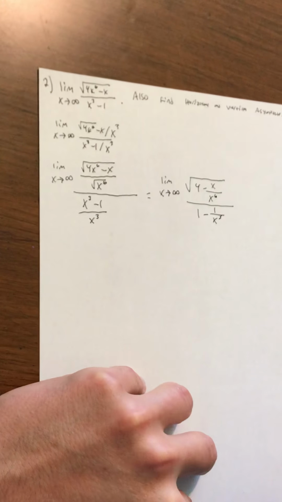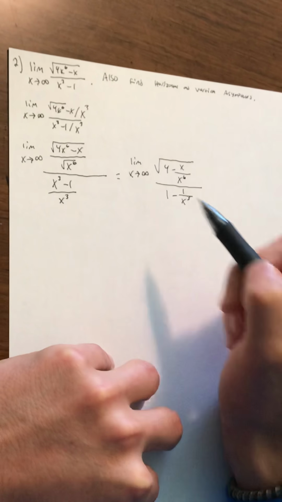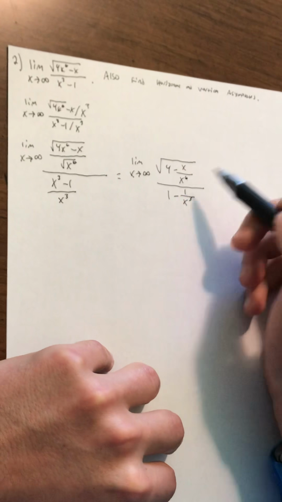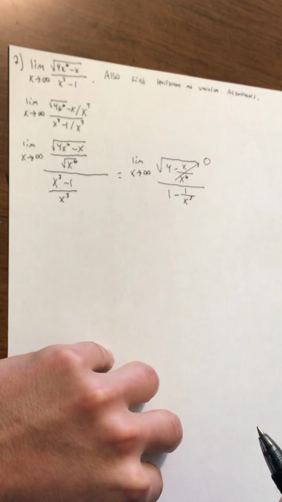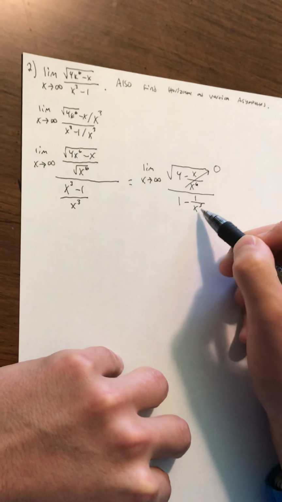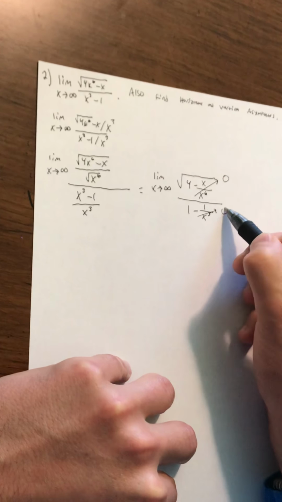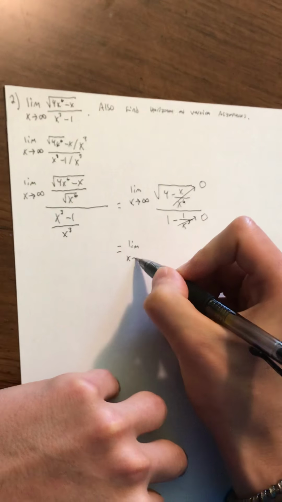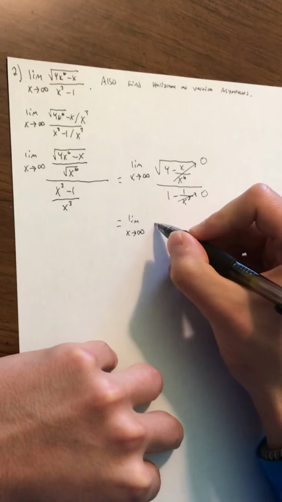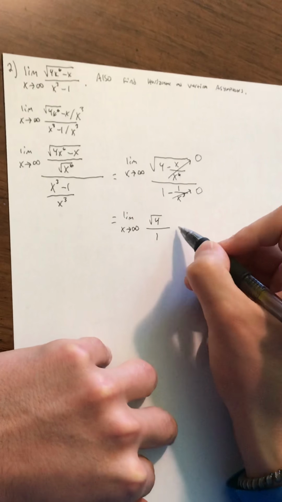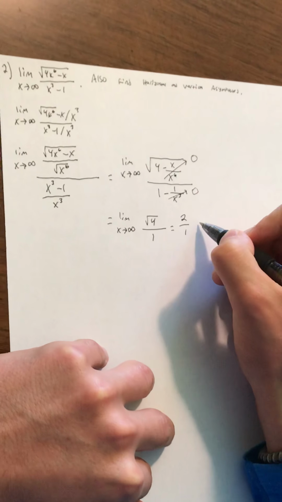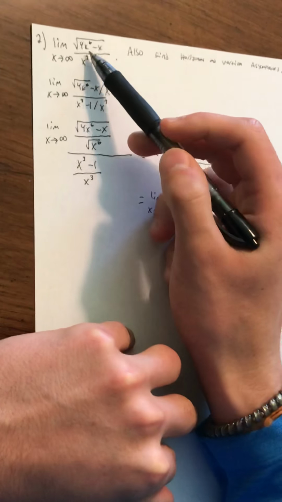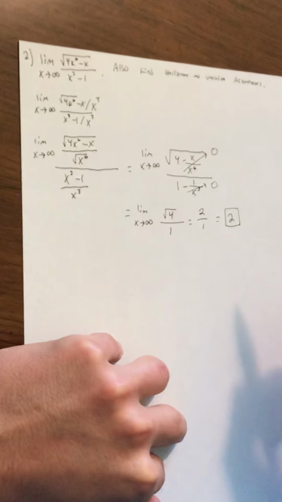Now we know that the limit as x is approaching infinity of negative x over x to the 6th will, in fact, approach 0. We also know that negative 1 over x cubed will also approach 0 as x is approaching infinity. So we are left with the square root of 4 on top, all over 1 on the bottom, which gives us 2 over 1, which gives us 2. So the limit of the square root of 4x to the 6th minus x over x cubed minus 1 gives us 2.